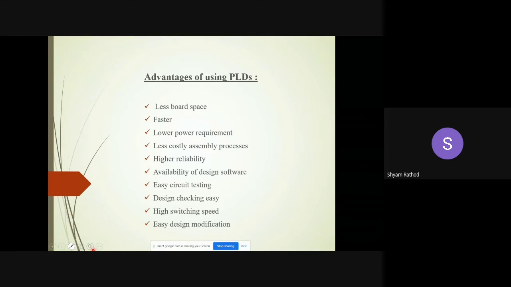So the reasons behind using PLDs are simple. There are some advantages: less board space, it is faster, and it has a low power requirement. It has less costly assembly processes. Also, it has higher reliability, availability of design software, easy circuit testing, and easy design checking. It also has high switching speed and easy design modifications.